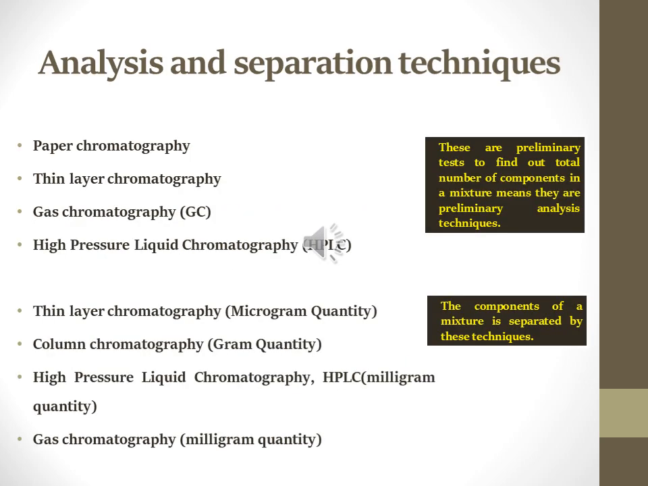There are various analysis and separation techniques. We will talk about them. First is paper chromatography, second is thin layer chromatography, then gas chromatography, GC, and high pressure liquid chromatography, that is HPLC. These are preliminary tests and they are used to find out the total number of components in a mixture, which means they are the preliminary analysis techniques.